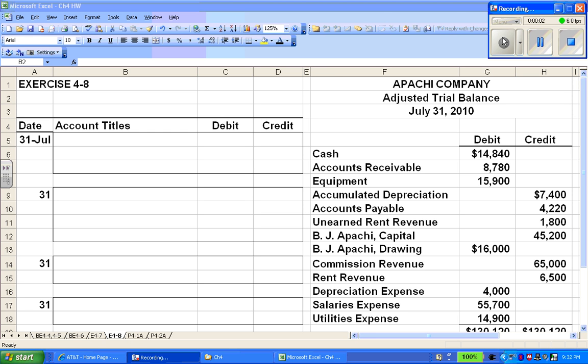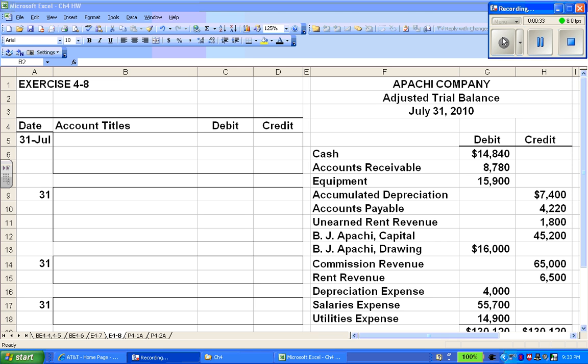All right, exercise 4-8 is very similar to exercise 4-7. It starts on the bottom of page 181, but most of the information is on the top of page 182. Again, they give us an adjusted trial balance. They want us to prepare the closing entries, post to the capital account and the income summary accounts, and then prepare a post-closing trial balance. All right, so again, I have 4 closing entries that I need to make.